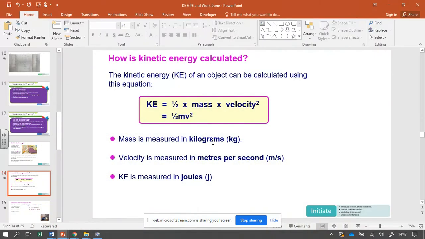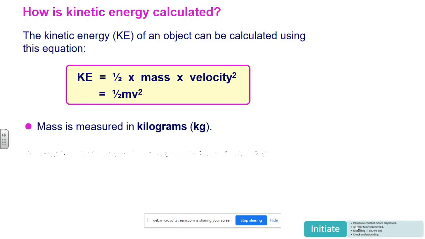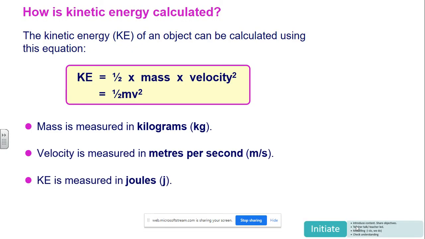So let's just go through. Mass is in kilograms, it has to be in kilograms, not grams. Velocity is the speed, measured in meters per second, and energy is in joules. We know that already.